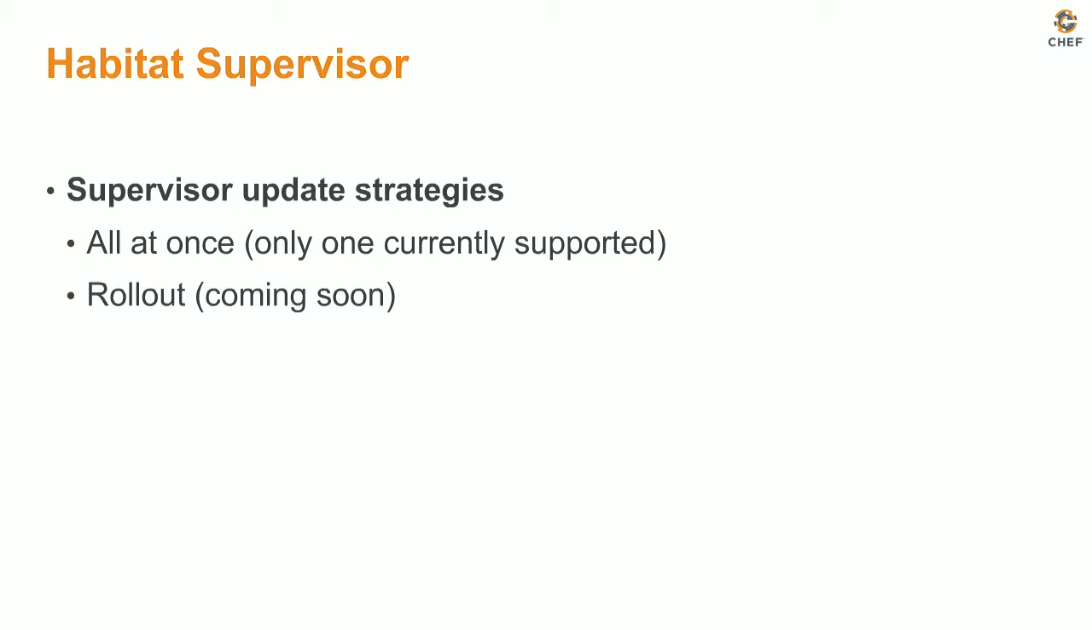And what the rollout strategy does is if you have a ring of, say, 4 supervisors, one will update, only after that one's complete will the next one update, and only after that one's complete will the next one update. So only one supervisor is updating at any given time.